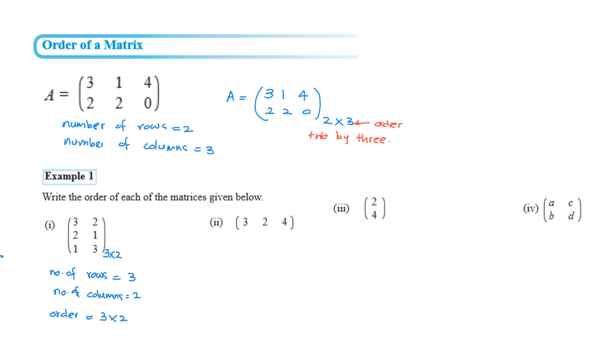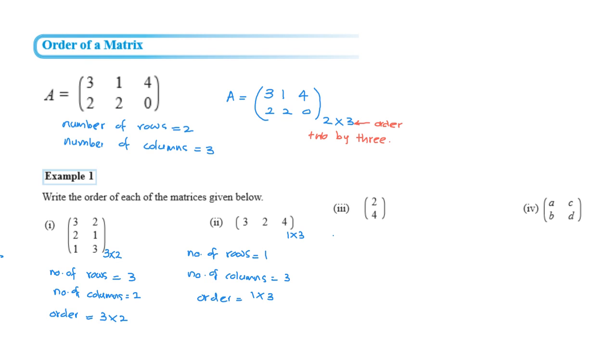Next one. Number of rows 1. Number of columns here 3. Then order equal 1 by 3. This is 1 by 3.